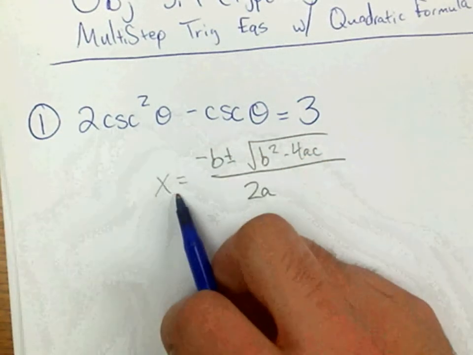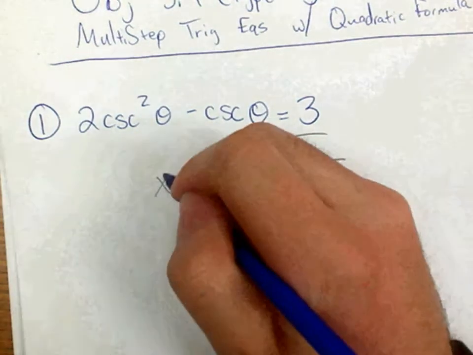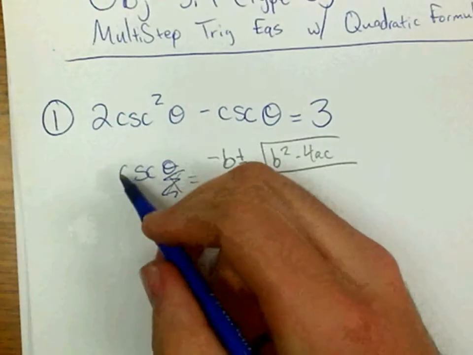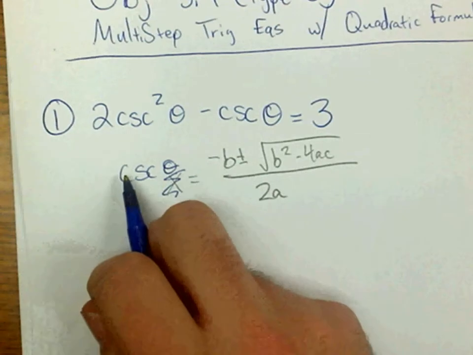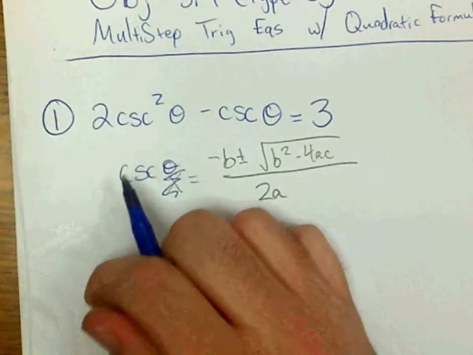Of course, we're not talking about solving for x in this problem. We are talking about solving for cosecant theta. It doesn't have to be cosecant theta. It could be sine theta. It could be sine x. It could be cosine u. It could be any letter, any trig function. The idea is the same.